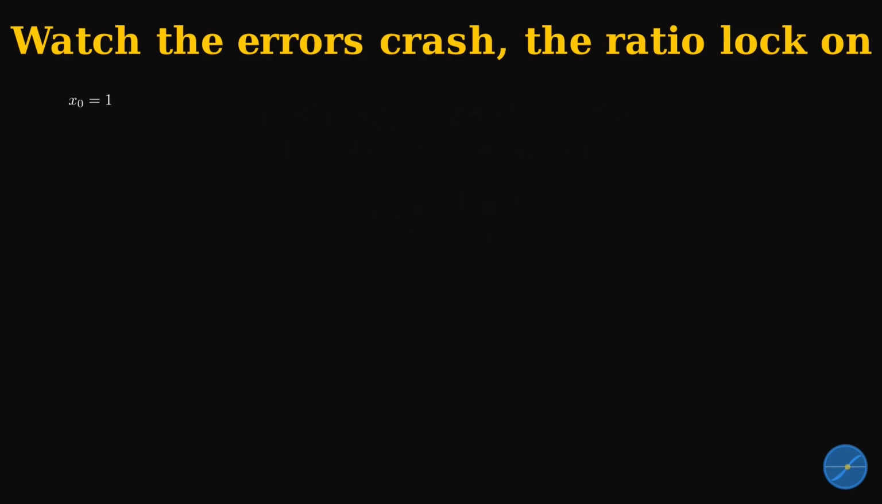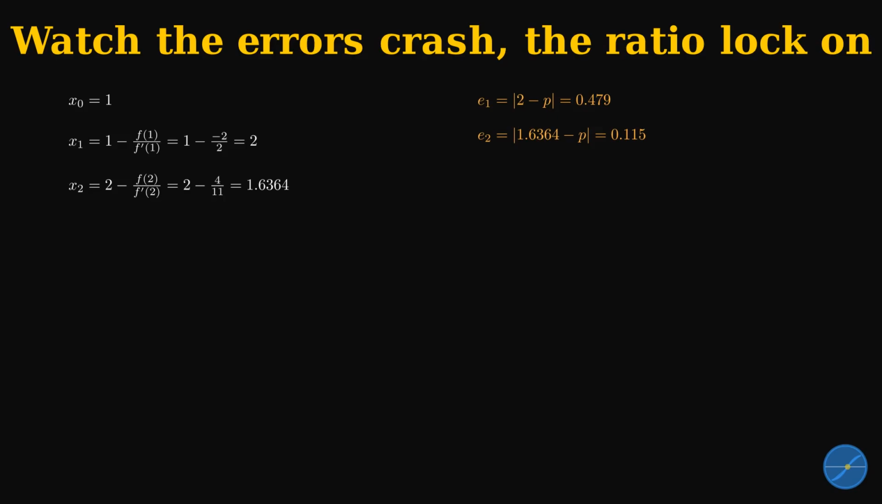Let's do Newton's first step by hand. Start at x0 equals 1. f of 1 is minus 2, f prime is 2, so x1 is 2. The error is the distance to p, about 0.48. Step again to x2, 1.64, with error about 0.11.